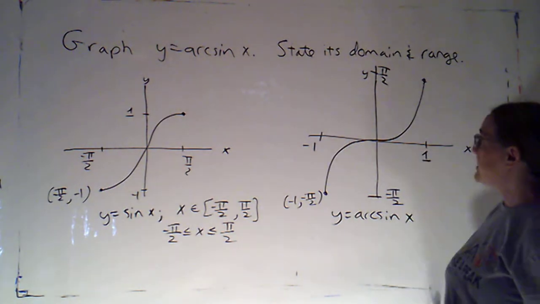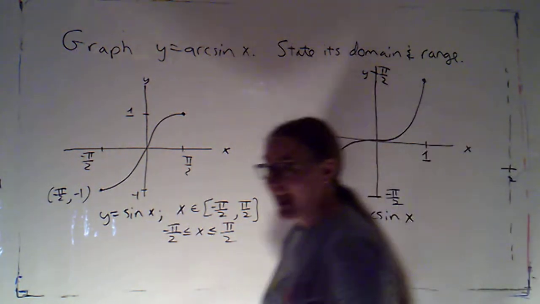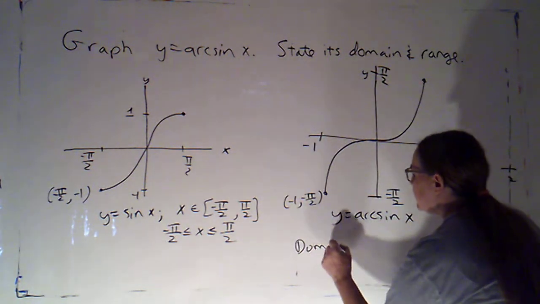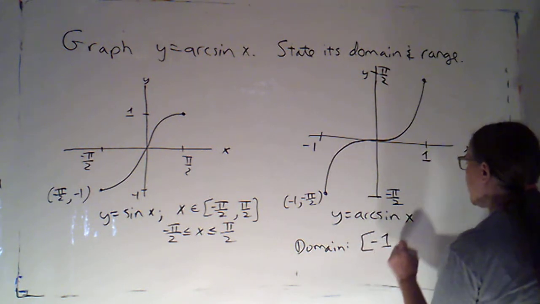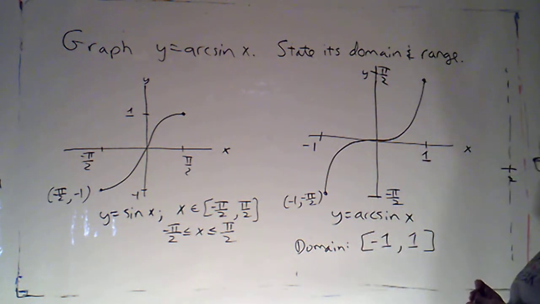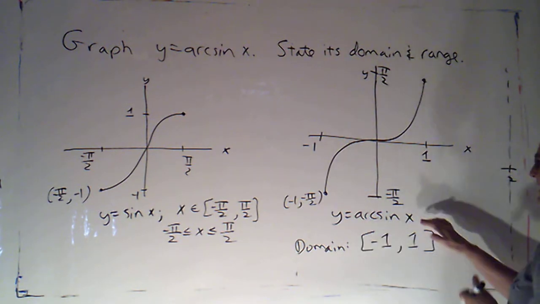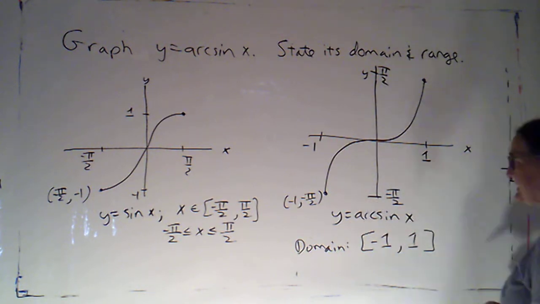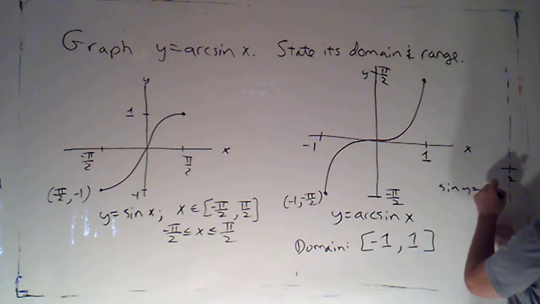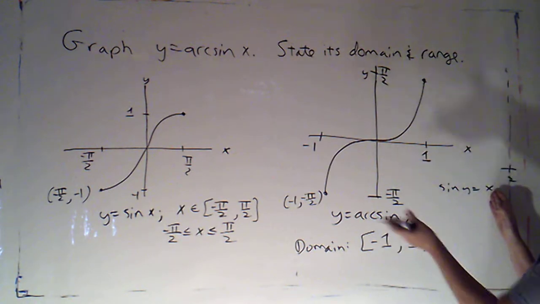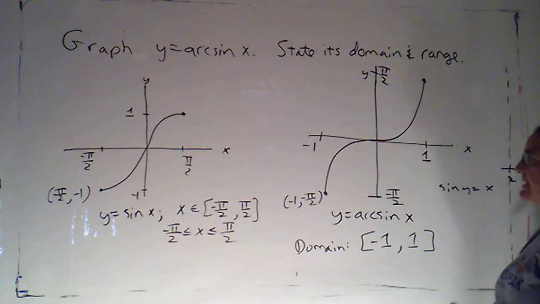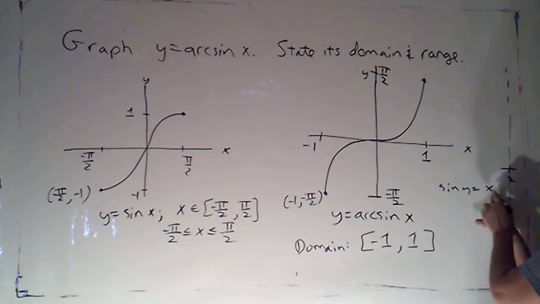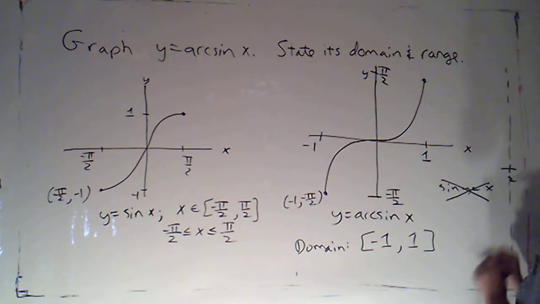Okay. Now that makes it pretty easy to state the domain and the range. Notice the domain would just be the interval from negative 1 to 1, including those endpoints. So I can't plug anything outside of this interval into arcsine, because what this means is essentially that sine of y equals x, where y is in the interval from negative pi over 2 to positive pi over 2. But that means x has to be a legitimate value for sine. Sine only takes on values from negative 1 to 1.